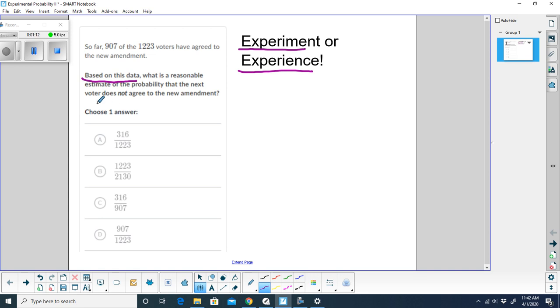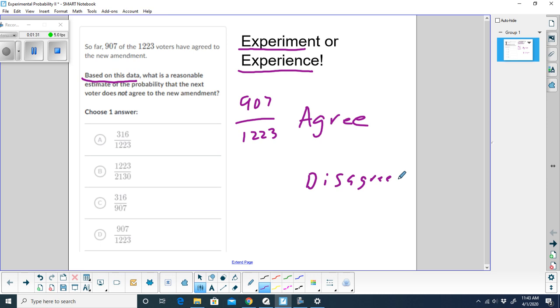All right. So we know so far that 907 out of 1,223 agree, right? So based on that, how many disagreed or do not agree? Because it says what is the probability that they do not agree based on this data. So if 1,223 total and 907 agreed, that means if I take the difference between those, this is how many are going to disagree.